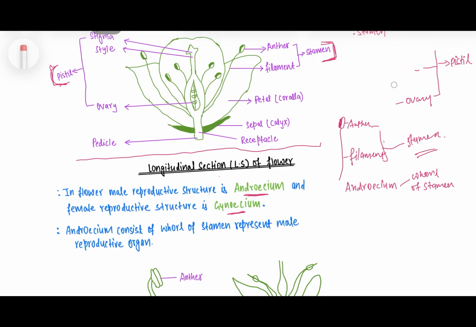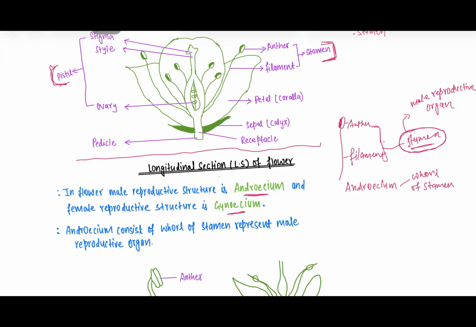That's why I told you this is important, because here we are dealing with the reproduction part. So we will be mainly focusing on stamen and pistil. This is a stamen. It represents the male reproductive organ. Stamen represents the male reproductive organ.